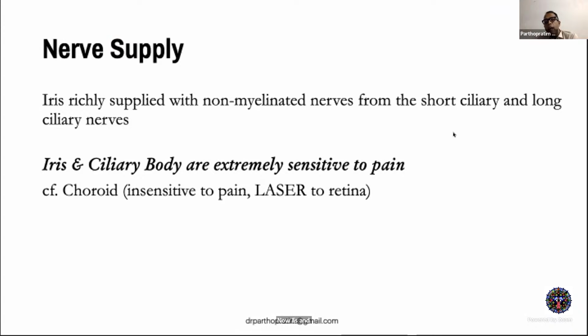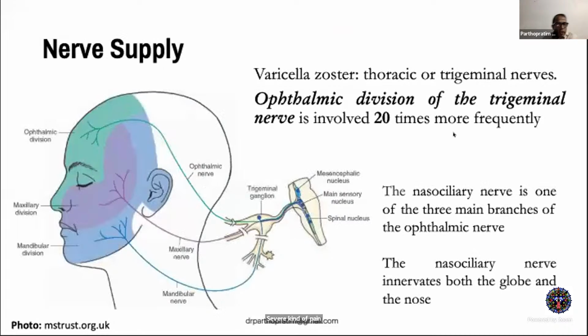On the other hand, the choroid, the other part of the uveal tract, is relatively insensitive to pain. That's why when we do pan-retinal photocoagulation or other laser, we don't experience severe pain. So now, coming to the nerve supply, I just want to mention a very important point: the varicella zoster virus usually affects the thoracic and trigeminal nerves. Now, the ophthalmic division of the trigeminal nerve is involved 20 times more frequently than the remaining two nerves.